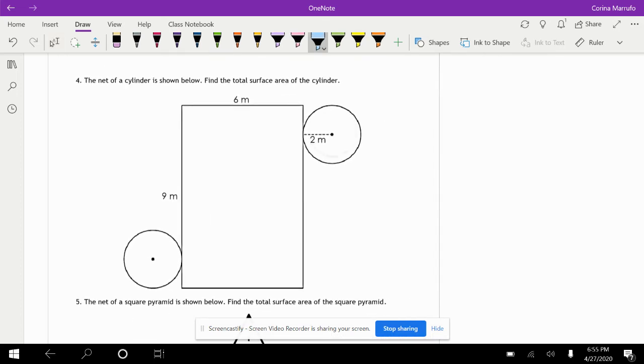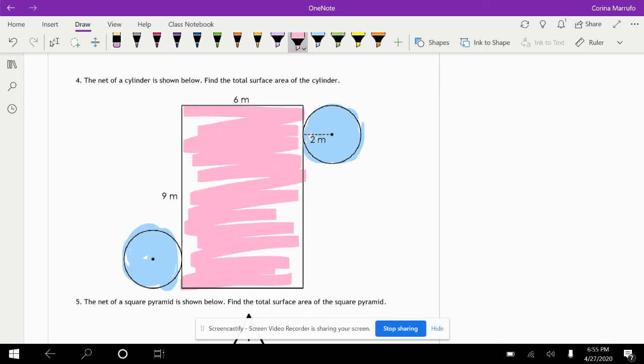We have these two circles. They should be equivalent. They should be equal. They should be the exact same size, because if not, then it wouldn't be able to roll up and form a cylinder. So those two circles should be the same. And then we have this shape here. This is a rectangle.